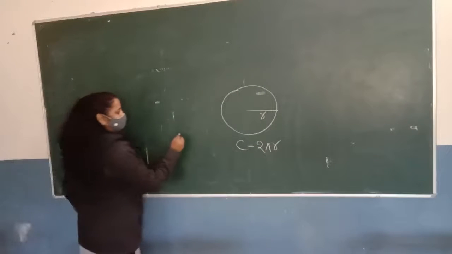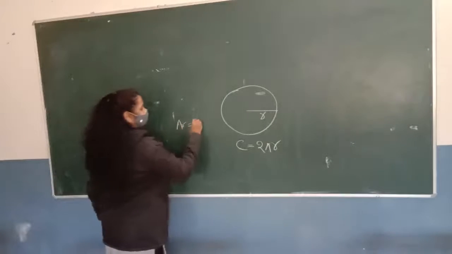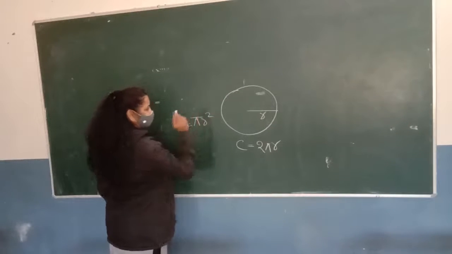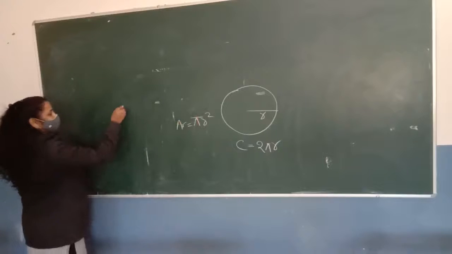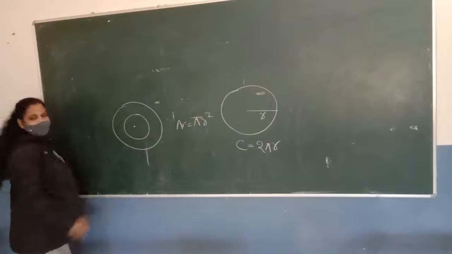And what about the area of the circle? What is the area of the circle? Pi r square. This is the area of the circle. Okay. Suppose there is a ring. Ring means two concentric circles which have the same center.